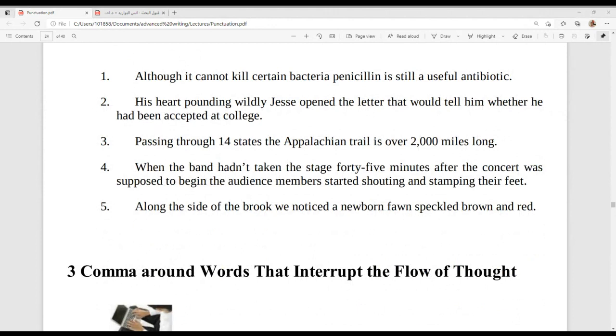Look at this exercise here. Although it cannot kill certain bacteria, penicillin is still a useful antibiotic. After bacteria. Yes. Here. His heart pounding wildly, GC opened the letter that will tell him whether he, yes. Wildly, yes. Passing through 14 states.